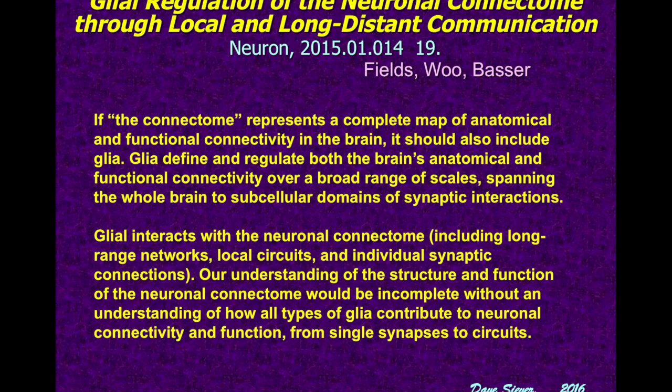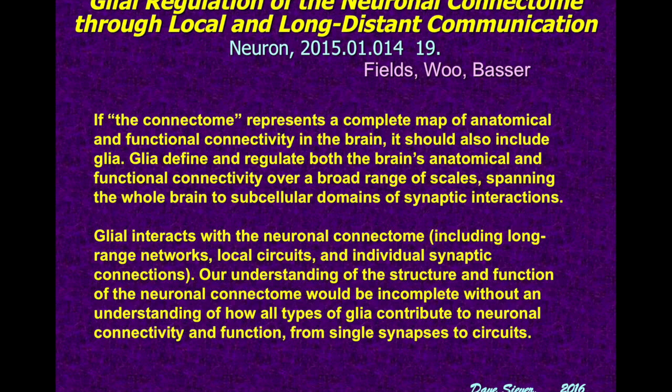And a little more, we're not done. So if the connectome, as we saw, which are the networks in the brain, represents a complete map of anatomical and functional connectivity in the brain, where all those signals are bouncing around as they connect information from the different areas, it should also include glia. Glia define and regulate both the brain's anatomical and functional connectivity over a broad range of scales, spanning the whole brain to subcellular domains of synaptic interactions.